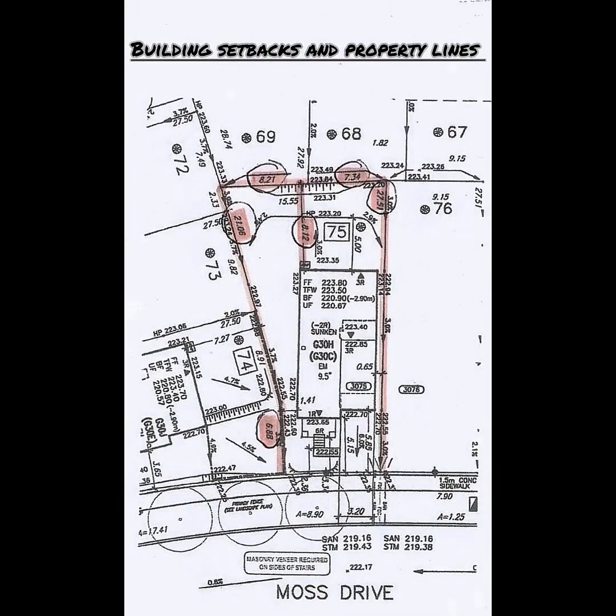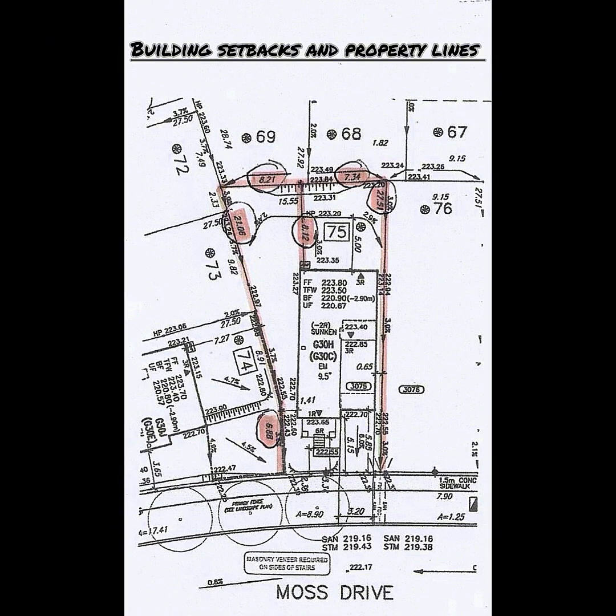Let's discuss building setbacks and property lines. Now we're looking at where the house sits on the lot. These red highlighted lines represent your property boundaries and setbacks. And those numbers, like 8.21, 7.34, or 21.06, those are distances from the house to the property lines in meters.